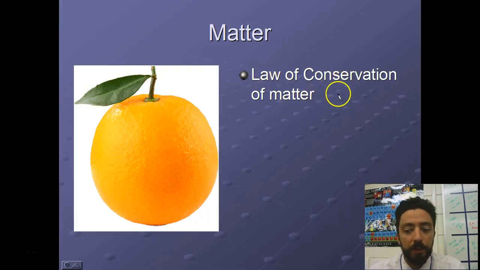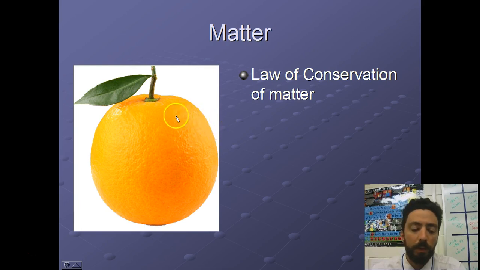So we've got the law of conservation of matter. We can't create or destroy matter. And if you look at this orange here, right? Eventually this orange is going to break down and decompose, and so the atoms and molecules that it's made of, they're not going to be lost, they're going to be changing forms.